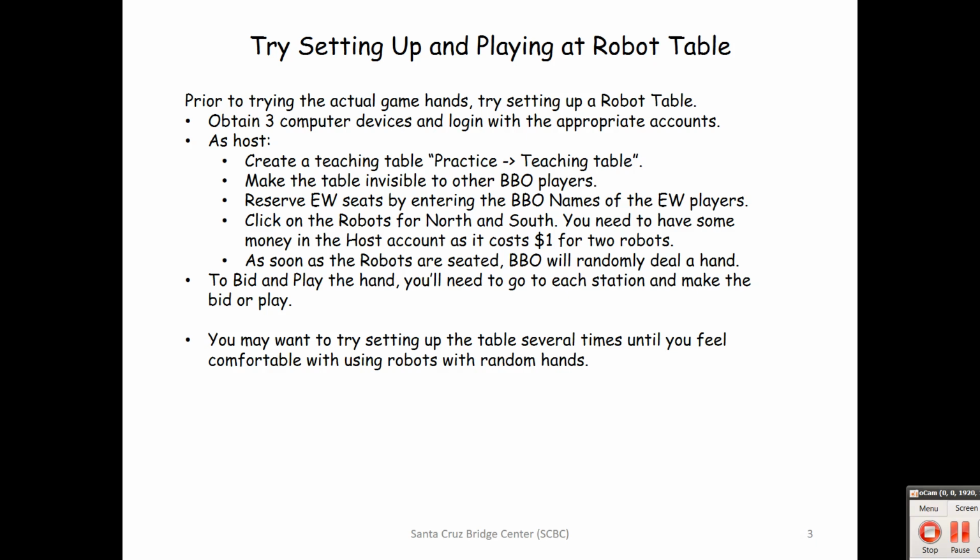So prior to the actual game hands, we'll set up the robot table. We'll obtain three computing devices. As I mentioned, it could be Macs or PCs or iPads. Once you have the three devices, you'll log in to the appropriate accounts, the East, the West, and the host BBO accounts. So you need to create those accounts. They're free, so that shouldn't be a problem.